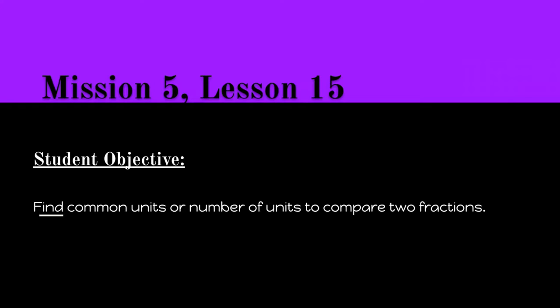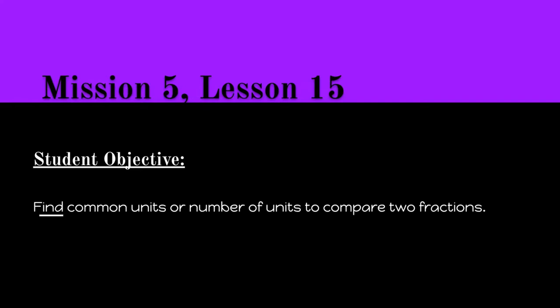Welcome to Mission 5, Lesson 15, where our student objective is to find common units or number of units to compare two fractions. Now, let's think back to the previous lesson's objective. It was the same objective, so we're just going to be adding to that a little bit and focusing specifically on comparing two fractions. Last lesson, we found a like numerator. Today, we're specifically going to focus on finding a common denominator to compare fractions.